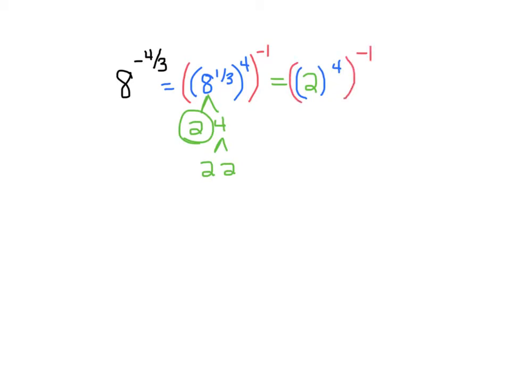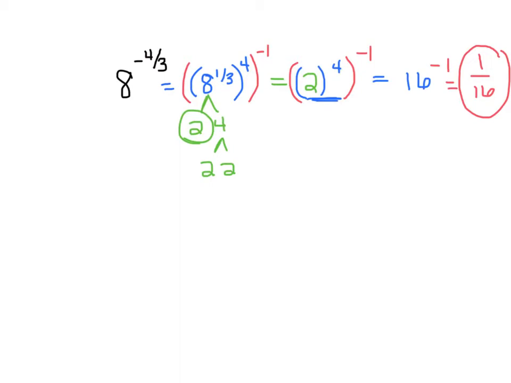Okay? Well, 2 to the power of 4, that's 2 times 2 times 2 times 2, which is 16. So now I have 16 to the power of -1. And this is the part that people forget about. Remember, a negative exponent does not make your answer negative. So I would not say -16 here. I would say 1/16. So remember, a negative exponent makes your answer move down to the bottom of the fraction.